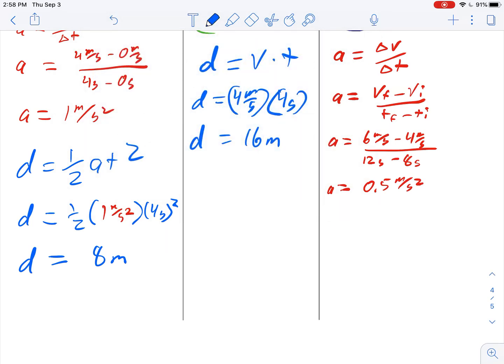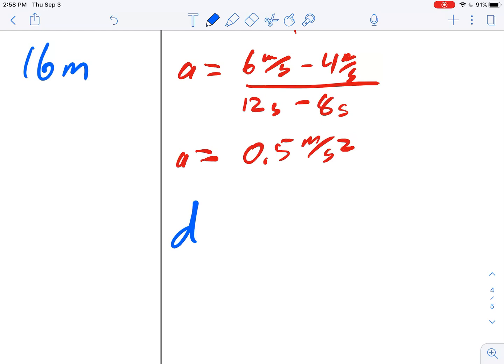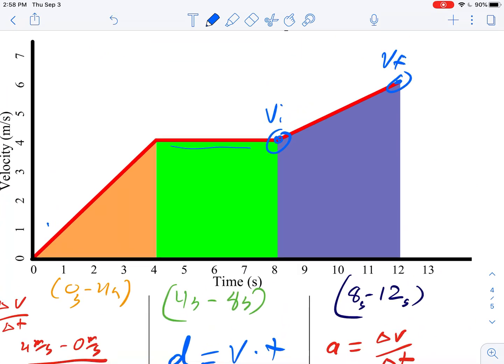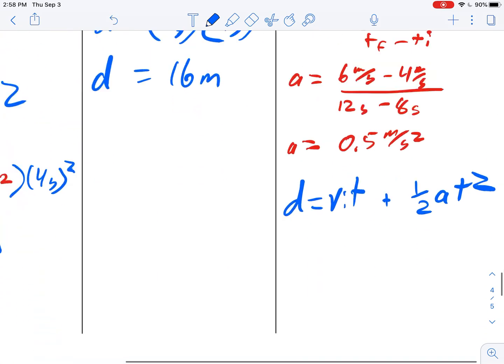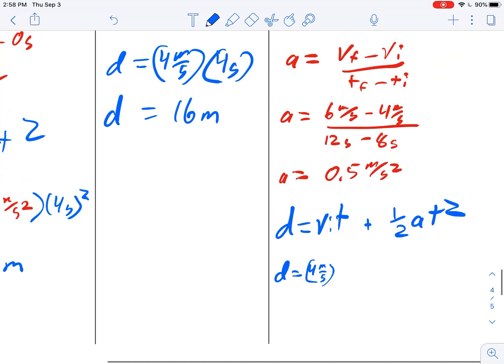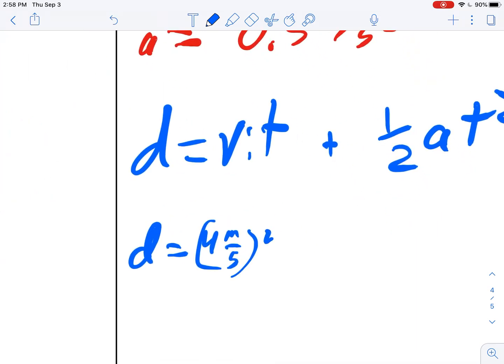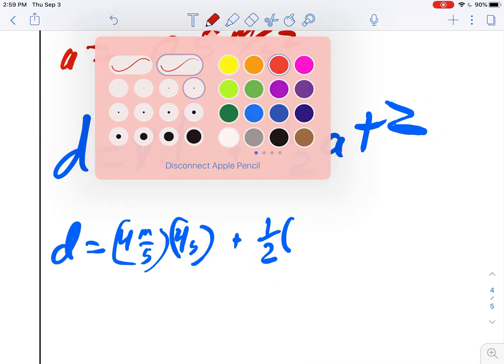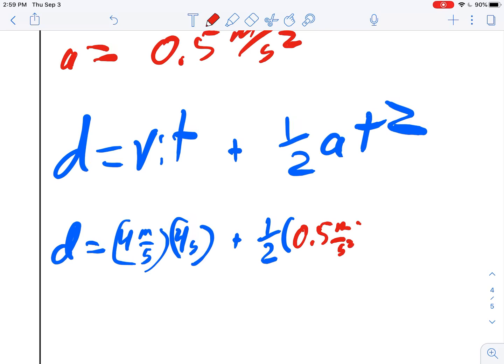Anyways, so I found the acceleration. Now I'm going to find the displacement. This has a non-zero initial velocity, which means I'm going to use the full version of the displacement equation. So this is ultra mega equation number 2, which is v_i t plus 1/2 a t squared. My initial velocity here, that's that 4 meters per second. My time interval is the difference between the 12 seconds and the 8 seconds, so the 4-second time period is my t. To that, I'm going to add 1/2 times the acceleration during this interval, which is that 0.5 meters per second squared.